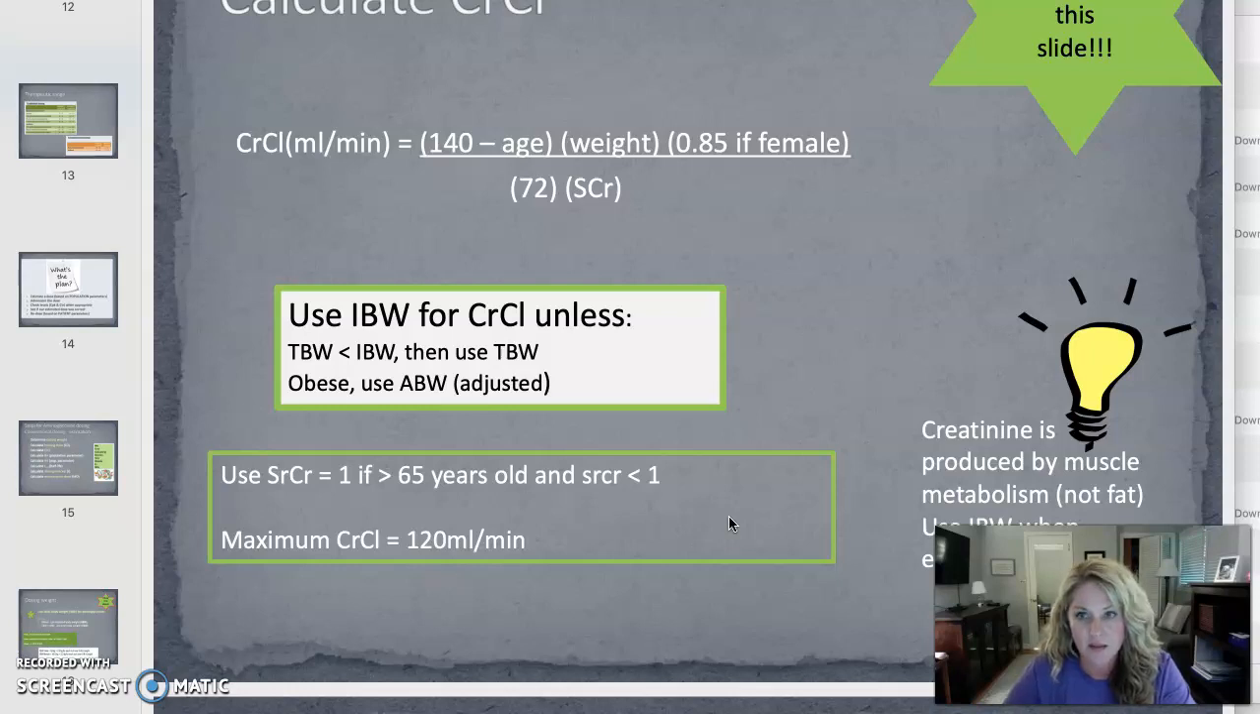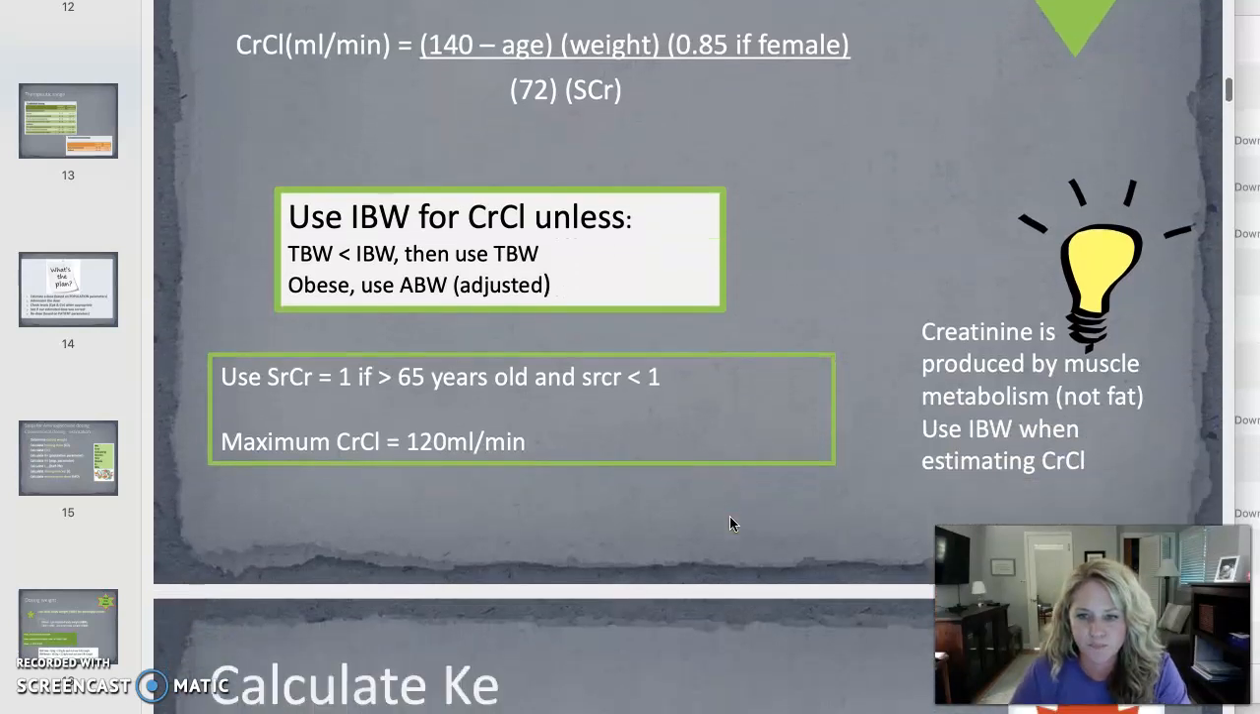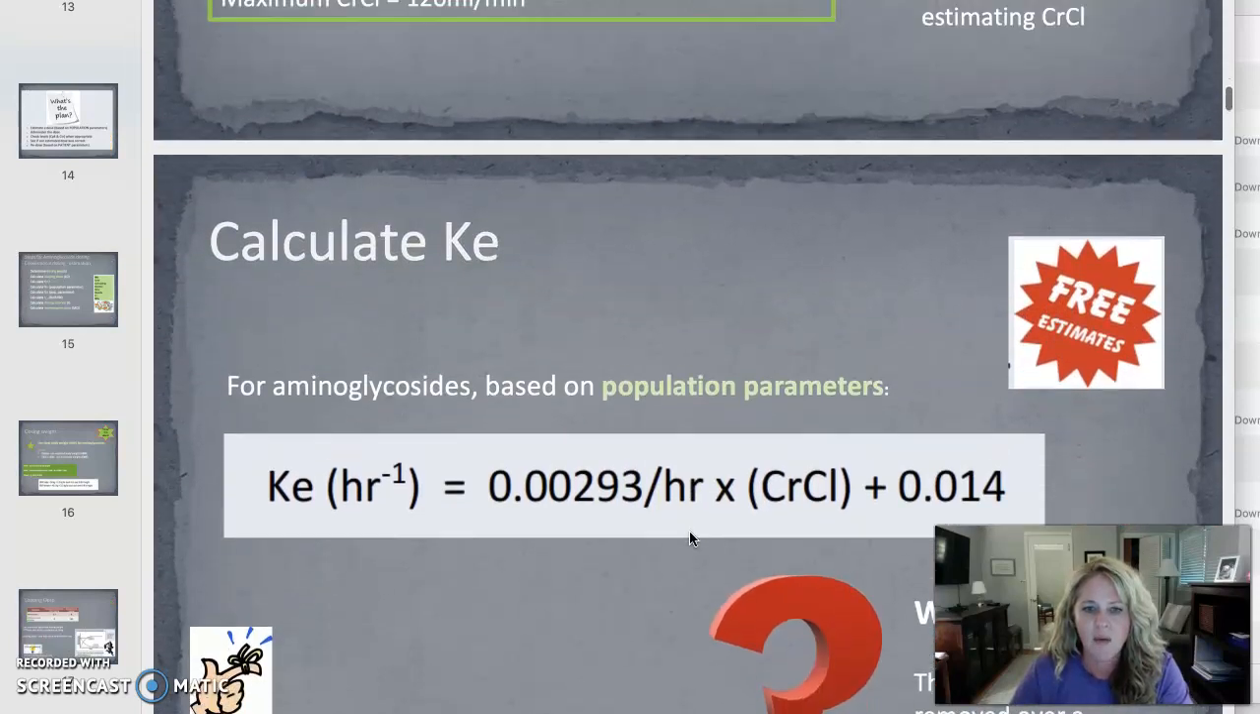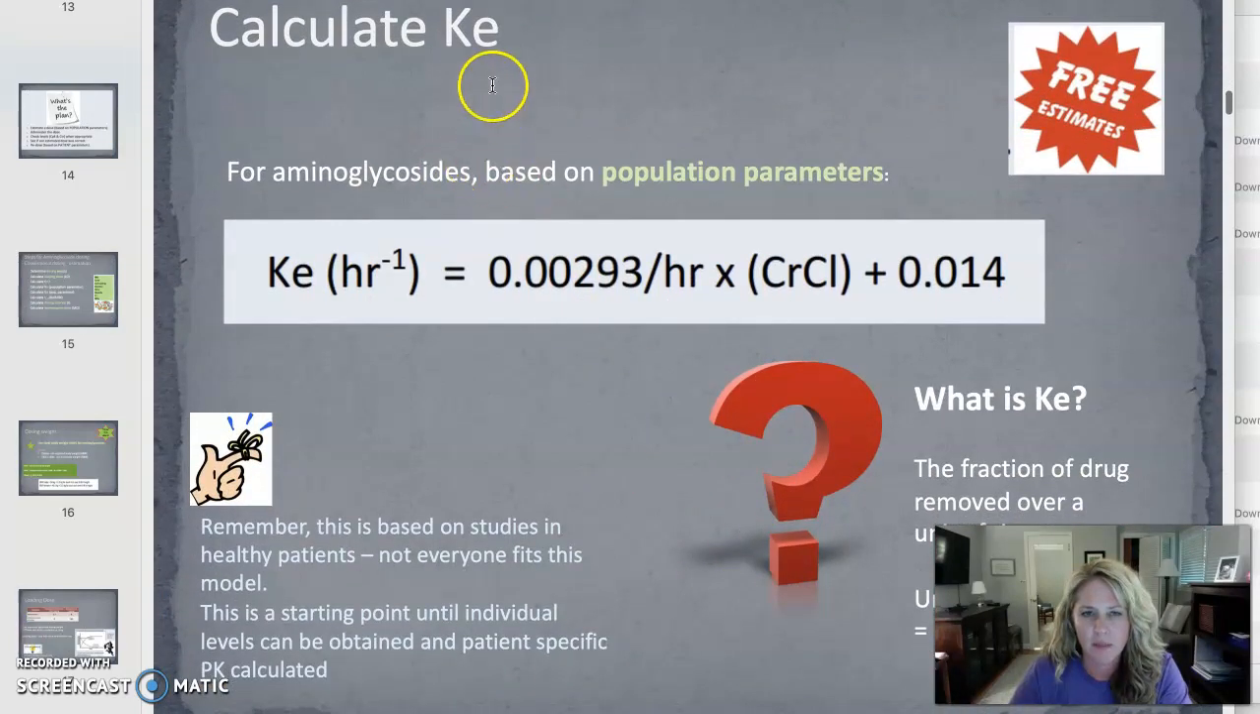And that is because serum creatinine is a measure of lean muscle mass, right? Your lean muscle is what produces creatinine. And then we're going to put a cap on it of about 120, and you'll find that to be a little bit different from place to place, but that's a good starting point.